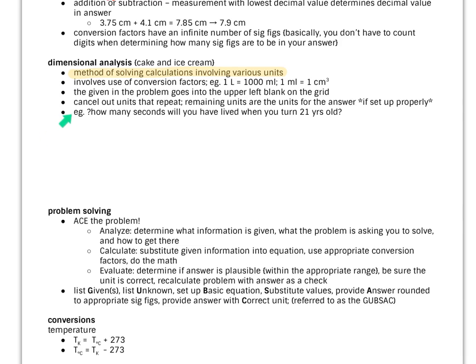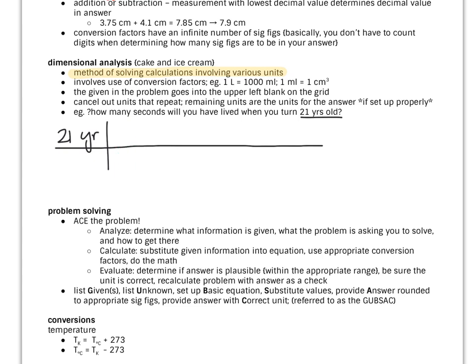So let's go ahead and get started with this example. So this example asks, how many seconds will you have lived when you turn 21 years old? Okay, so 21 years old is our given. We're going to identify that and say, hey, that's our given. We're going to underline that. Okay, so that is going to start up here. We're going to put 21 years. And then we're just going to make a big long line. And then in this bottom portion, we have to do the conversion factor.